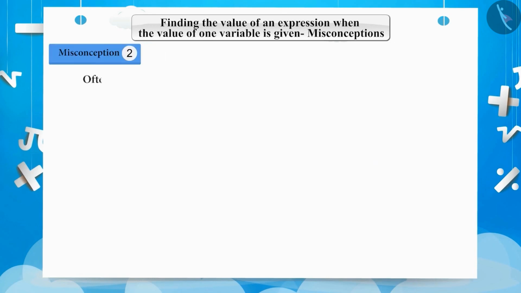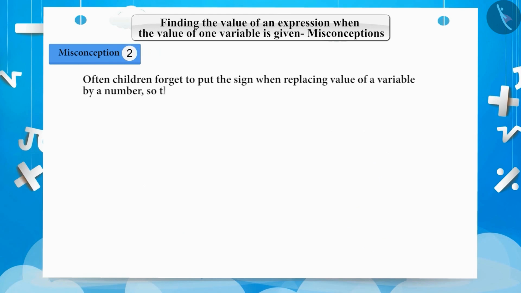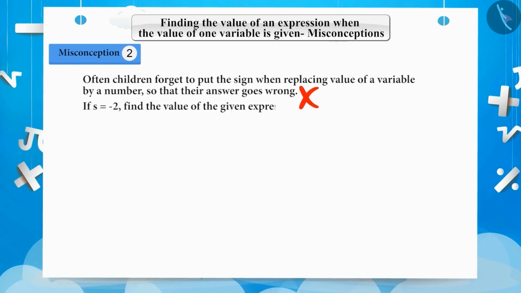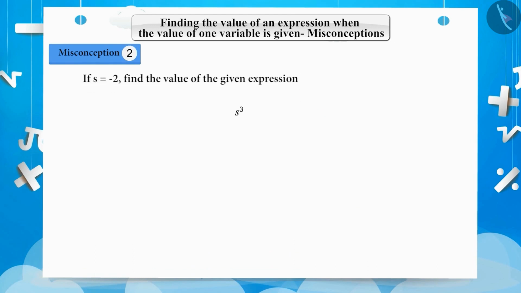Misconception 2. Often children ignore the sign of the numbers while replacing a variable by its numeric value, and as a result the answer goes wrong. If s is equal to minus 2, find the value of the given expression s cube plus 3s plus 12. Children solve it like this.